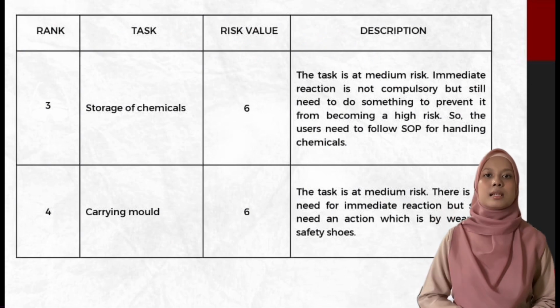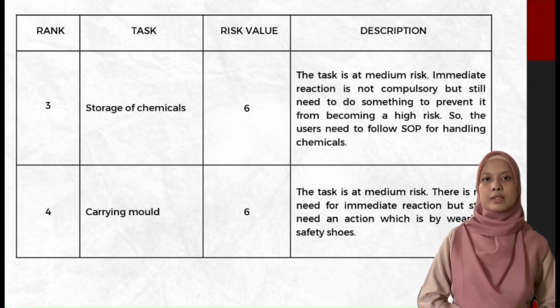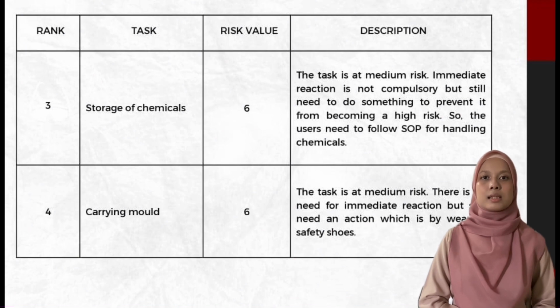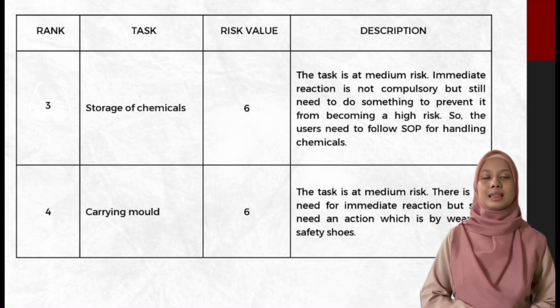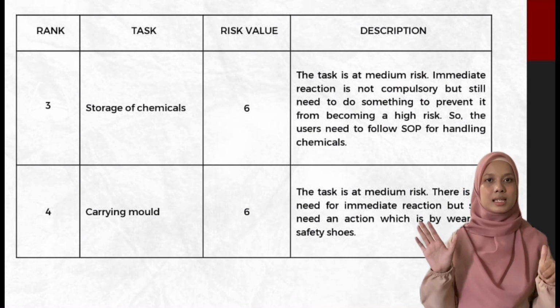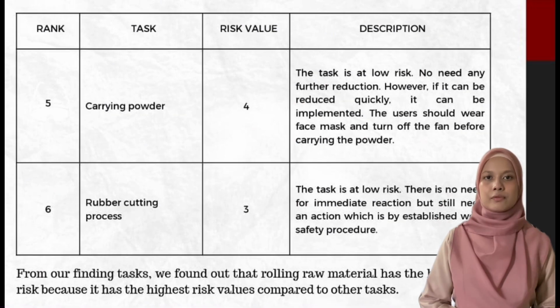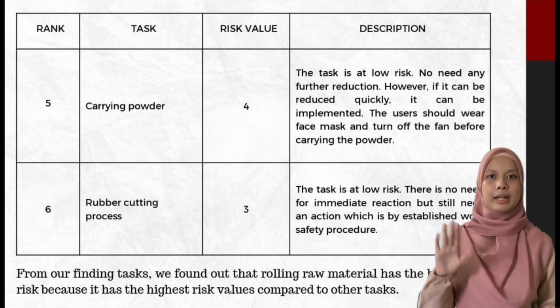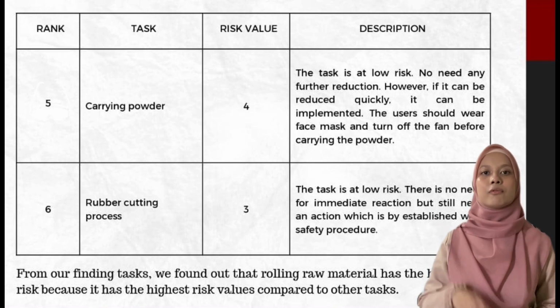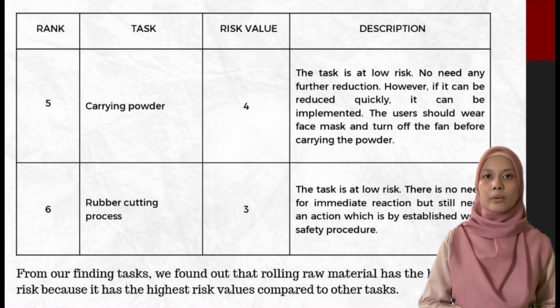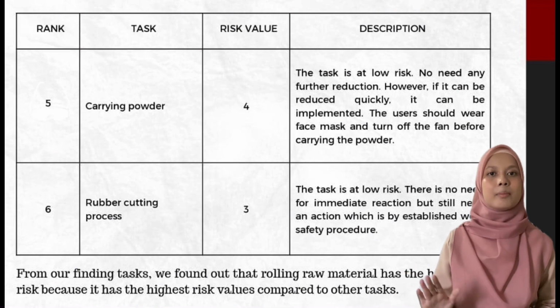The third rank is storage of chemicals with a risk value of 6. So the task is also at medium risk, so the users need to follow the SOP for handling the chemicals. For the fourth rank, the task is carrying mold with a risk value of 6. The task is also at medium risk but still needs to be controlled by wearing safety shoes. Next, for the fifth rank, the task is carrying powder with a risk value of 4. The task is at low risk and it can be reduced quickly by wearing the face mask and turning off the fan before carrying the powder.